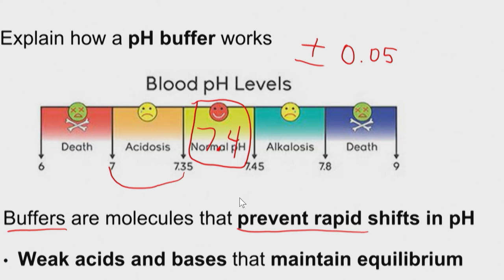So this is the range that your body can handle, that the buffer system works in. What happens when you get below 7, or above 7.8? Well, now you've reached a range where this is probably fatal. So this is for buffering. So 0.5 here is your buffering capacity.